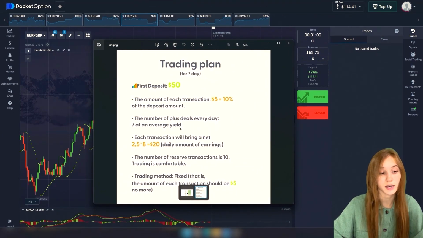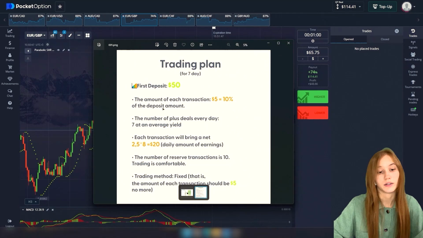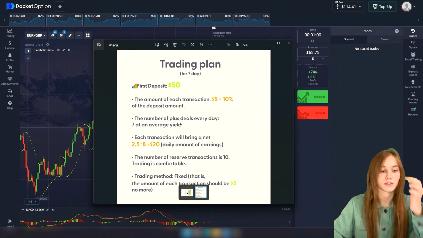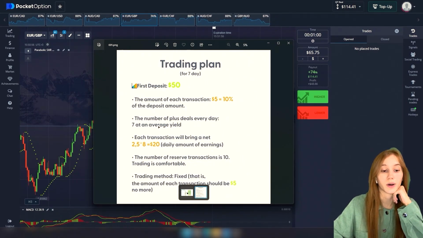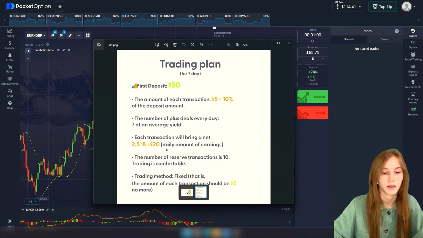It's a plan for 7 days with $50 our deposits, starting deposits. The amount of each deal is $5. It's 10% of the total deposit amount. And the number of profitable deals we have every day is an average number of successful deals. 7 days of profitable ones. Every deal will bring at least $2.5 plus or minus maybe, so you can use it.